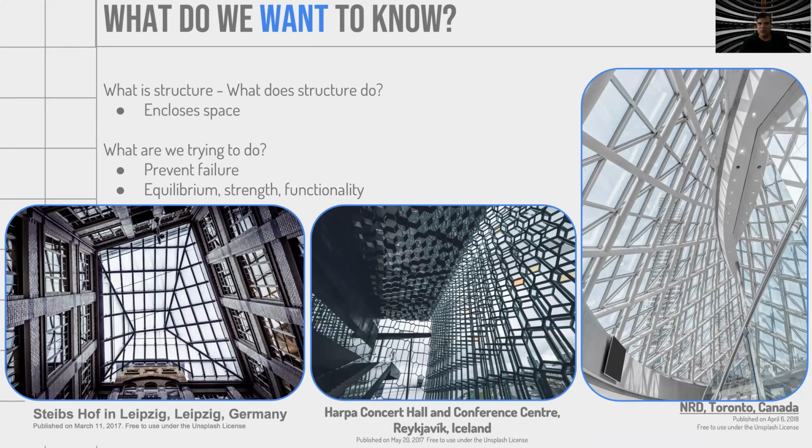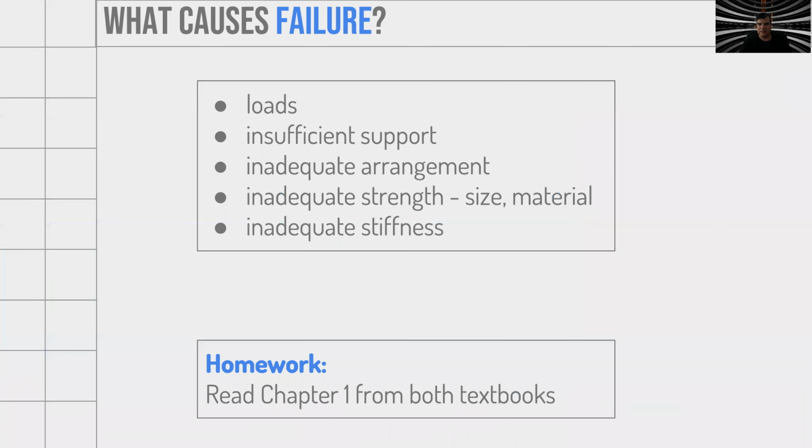Well, finally, what do we want to know? First, what is a structure and what do structures do? And that is to enclose the space. What we are trying to do is prevent the failure of that structure. That is achieved through equilibrium, strength, and functionality. You can see here some interesting buildings that were made in a way to be not only beautiful, but structurally significant, like the Staatshof in Leipzig, the Harpa Concert Hall in Reykjavik, and the NRD in Toronto, Canada.